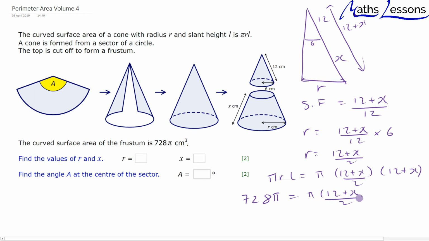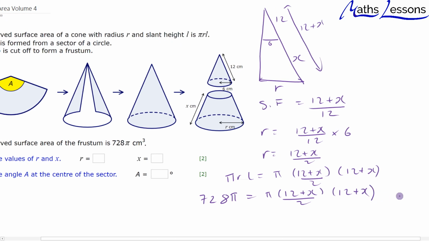Now notice I'm leaving the 2 to make life a bit easier for myself in a minute. And I'm going to take away the top bit, which is going to be 12 times 6, 72 times pi. Gives you pi r l for this little top bit here. So that gives me 72 pi there. Now if I times that by 2, I get rid of the fraction. So that gives me 1456 pi here equals pi times, I'm going to multiply this out now while I'm here.